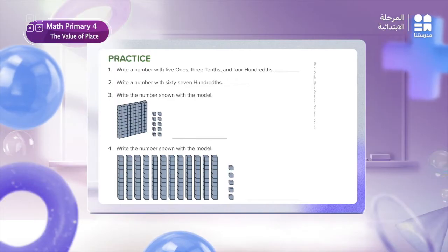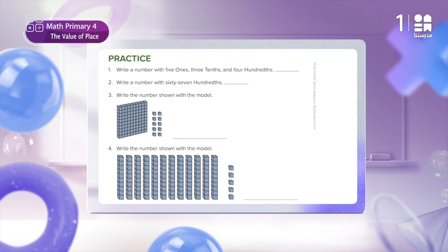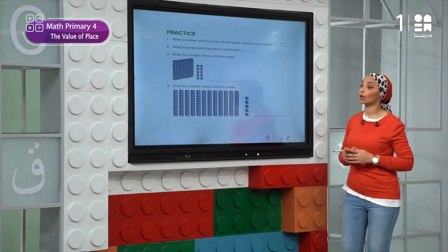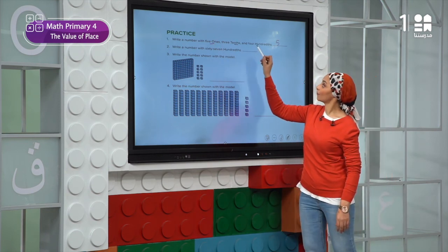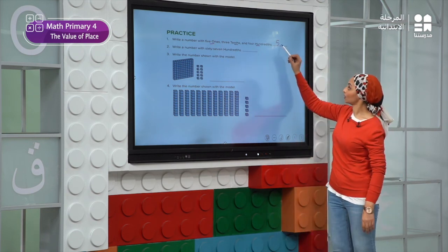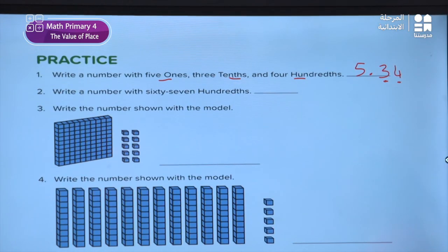So what will I do first? I will write every digit in its correct place. So I will write first the decimal point. Before the decimal point, the whole number or the ones, which is 5. 5 ones, 3 tenths and 4 hundredths. So I will write after the point 3 tenths and then 4 hundredths.